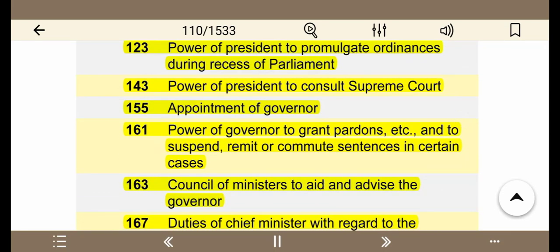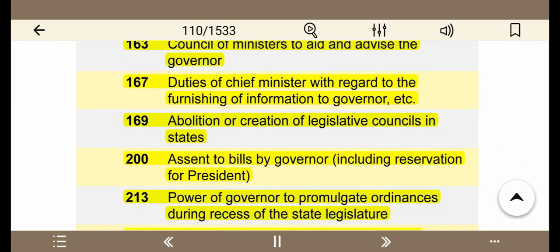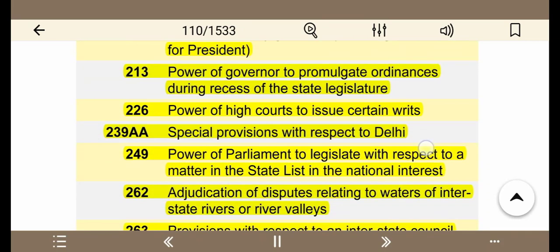155, Appointment of Governor. 161, Power of Governor to grant pardons, etc., and to suspend, remit or commute sentences in certain cases. 163, Council of Ministers to aid and advise the Governor. 167, Duties of Chief Minister with regard to the furnishing of information to Governor, etc. 169, Abolition or creation of legislative councils in states. 200, Assent to bills by Governor including reservation for President. 213, Power of Governor to promulgate ordinances during recess of the state legislature.